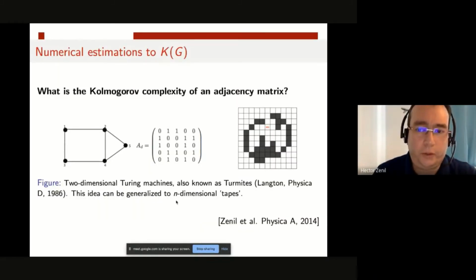So for graphs and two-dimensional objects, for example, we use two-dimensional Turing machines. And we could also use cellular automata because they are two-dimensional objects. So basically the question is, how algorithmically probable is the adjacency matrix behind a graph? And you can see, for example, with two-dimensional Turing machines, which are also called termites, the question is precisely that. So how probable is it that a random Turing machine produces this exact pattern supporting this graph?